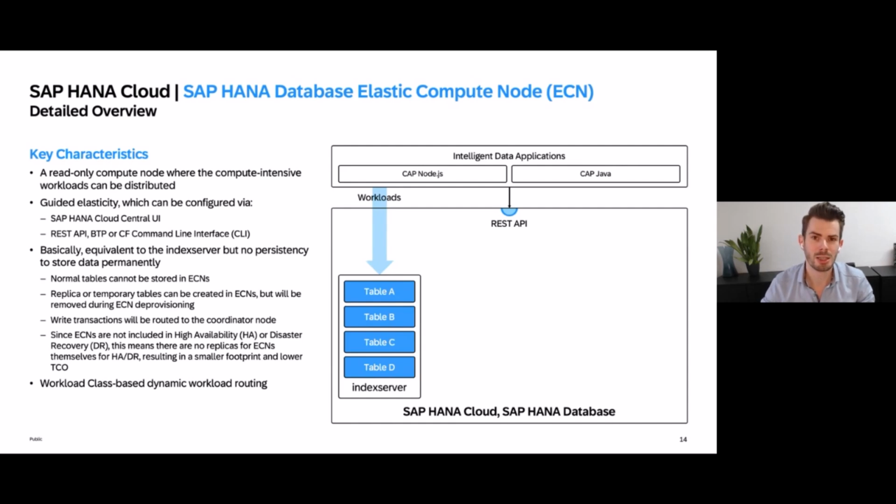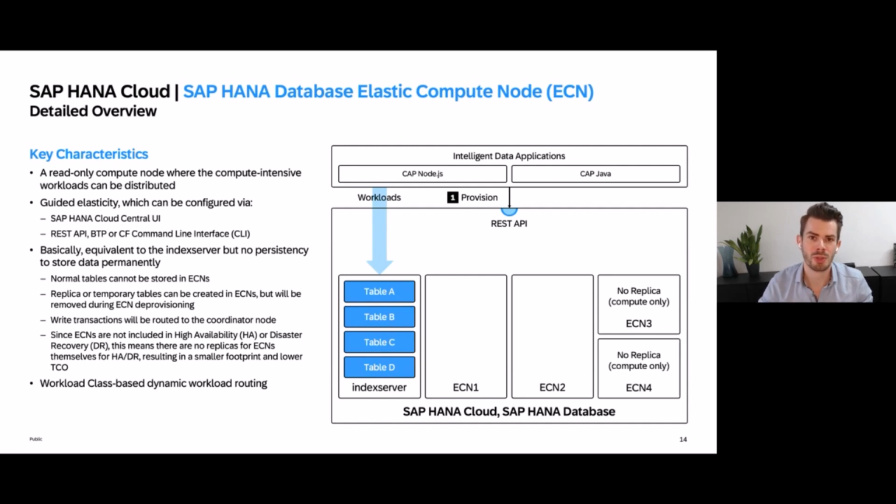And then, as I stated, the workload routing to these specific nodes happens via workload classes. And that's what you can find illustrated a bit on the right with the graphics that I want to walk through now step by step. So typically the first step when you want to make use of Elastic Compute Nodes is the provisioning. So depending on your scenario, do you provision one or multiple Elastic Compute Nodes? These can be provisioned by REST API, as I stated, or via the HANA Cloud Central tooling.